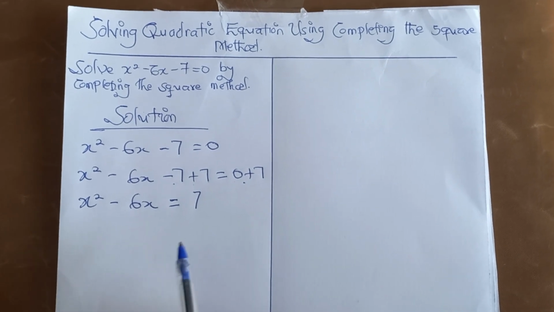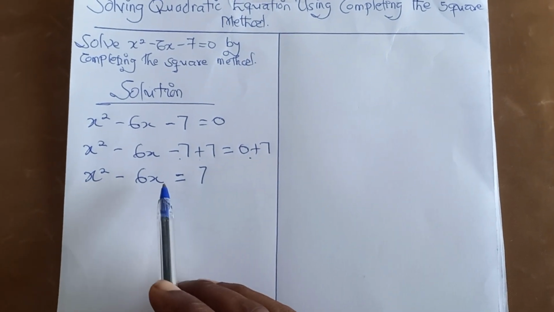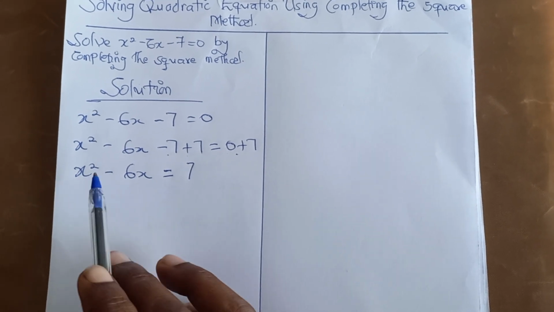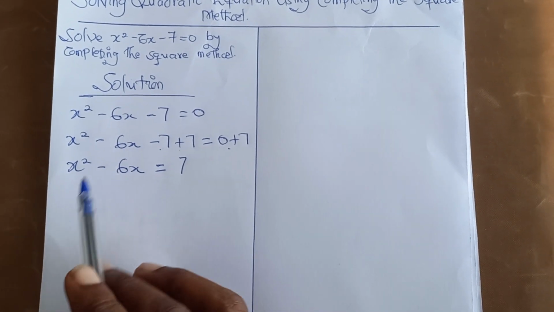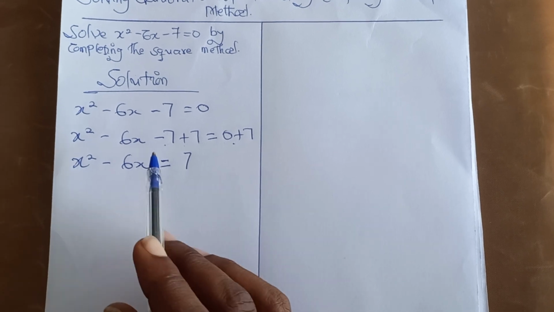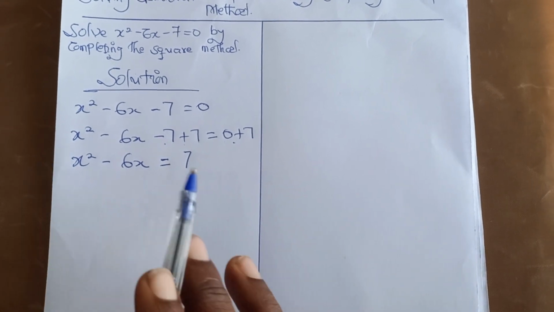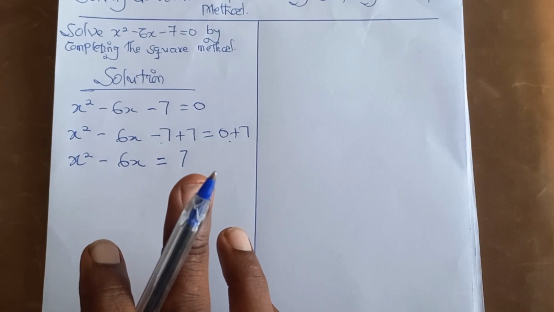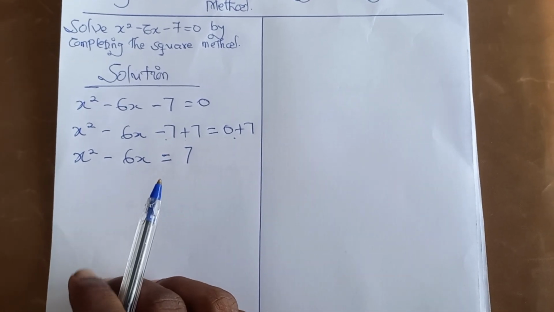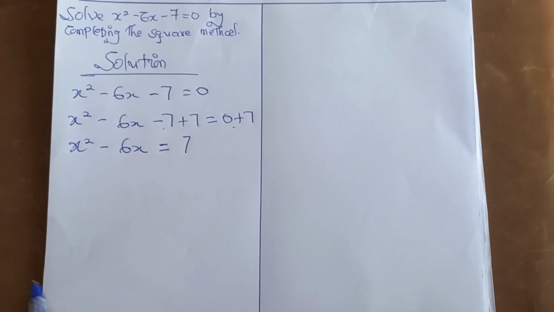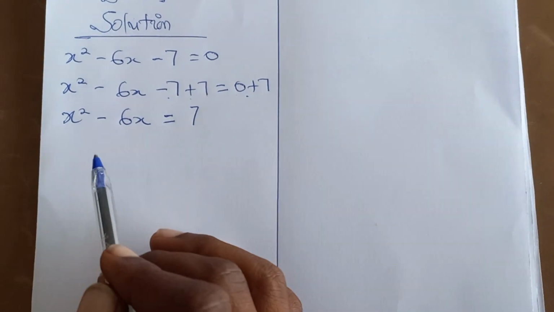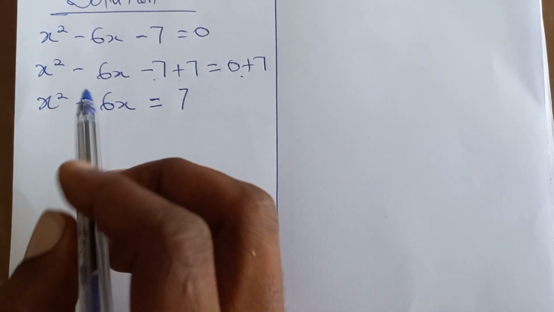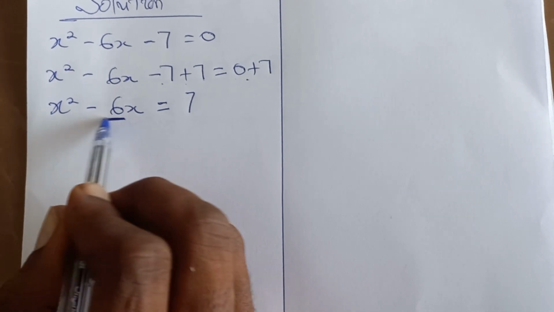Good. Then we divide the coefficient of x by 2. So that is half of the coefficient of x. After that, we square that number and we add it to both sides of the equation. So let's do it and see. We said one, we have to look for the coefficient of x. So now our coefficient of x is 6, negative 6.